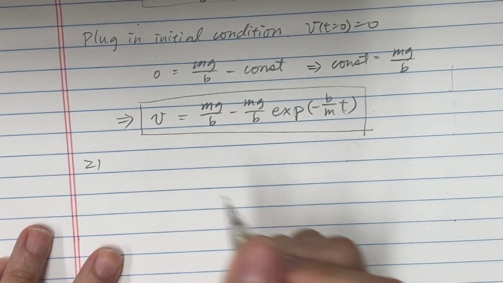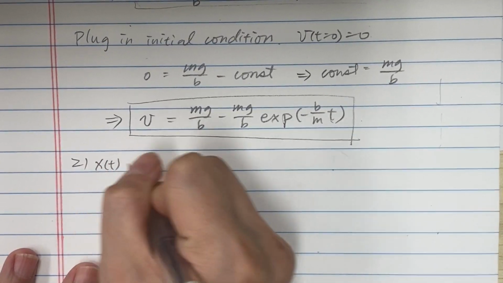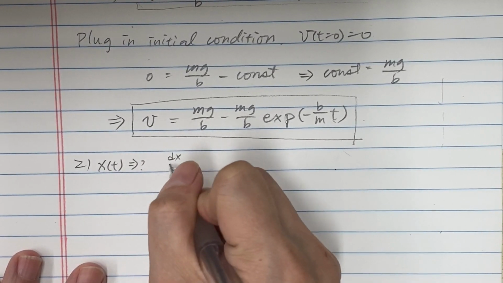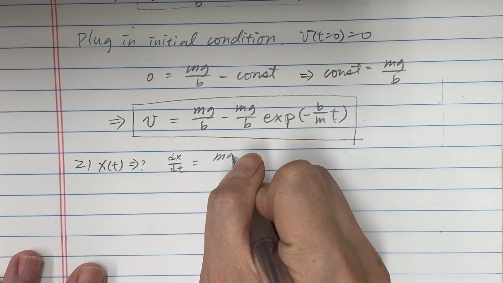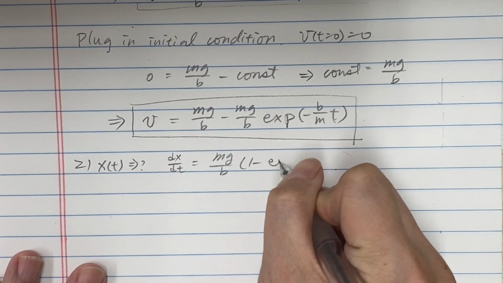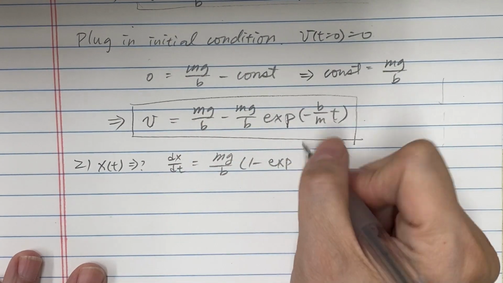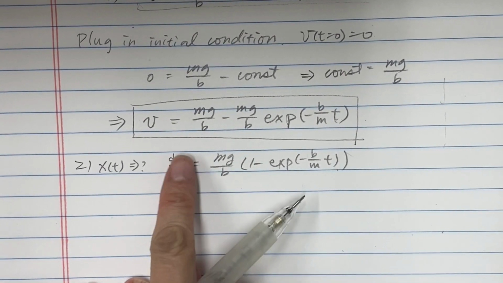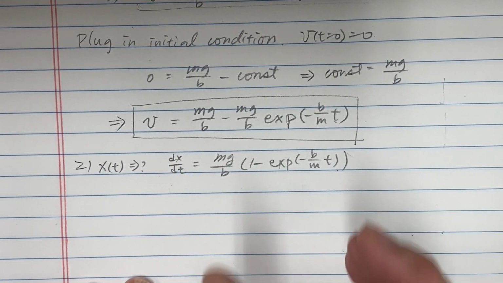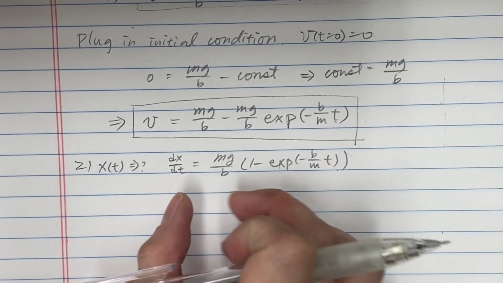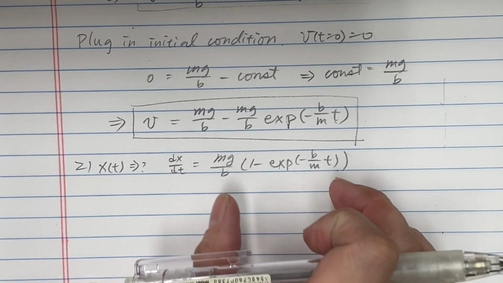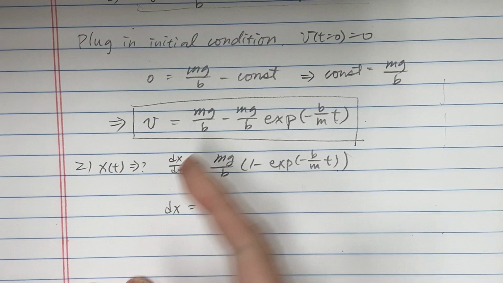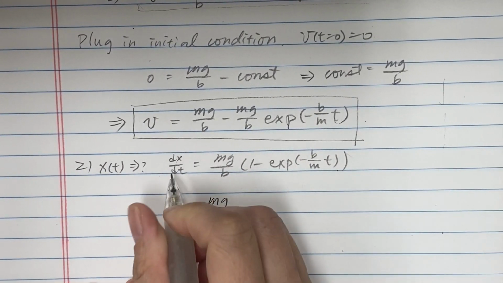So now, next, if we want to find the xt relationship, what can we do? We can just rewrite v in terms of dx dt equals this whole thing. Okay, I factor out the mg over b to simplify my math a little bit. Okay, so again, I want to find my x, right? So I need to do exactly the same thing, which is put all the x dependent to the left and put all the t dependent, along with the dt, on the right. Okay, so let me multiply dt on both sides. Let me move the dt over.